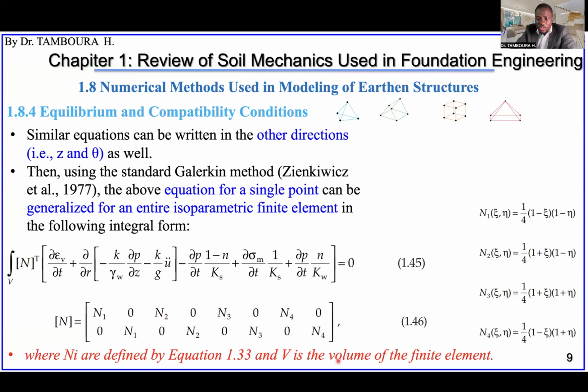And V is the volume of the finite element. For example, here we have several types. So as you can see, you have volume. For example, for each point, we have this equation, and we make integration to obtain it for all the volume. Okay.